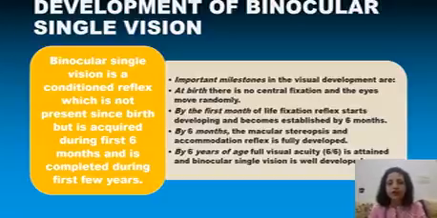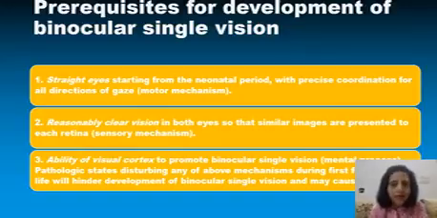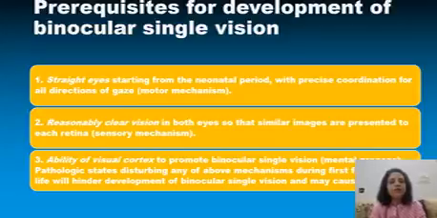The important milestones in the development of binocular single vision are: at birth, there is no central fixation. The eyes are moving randomly. By the first month of life, the fixation starts developing and it is complete by 6 months. 6 months पे macular stereopsis and accommodation reflex is fully developed, and by 6 years of age, the binocular single vision gets completely developed.